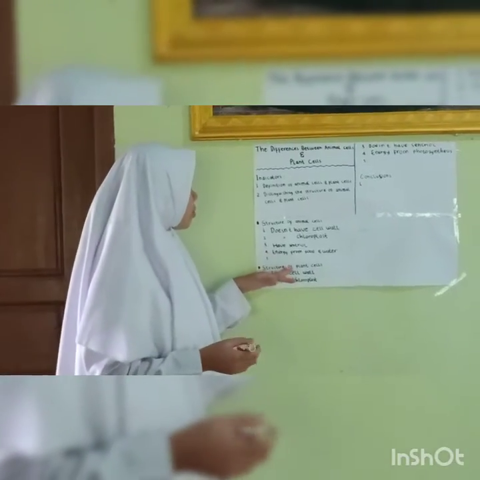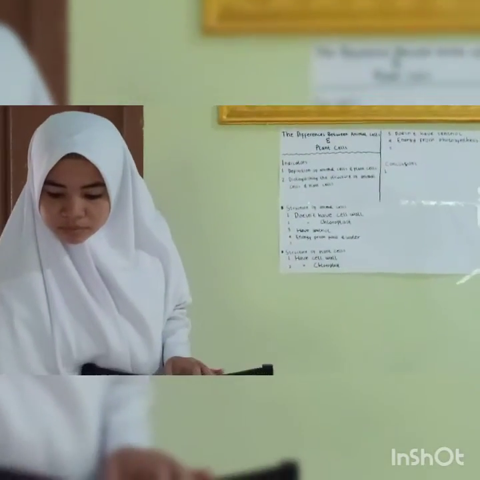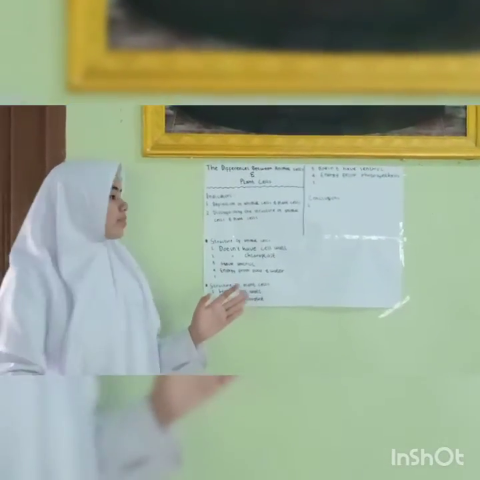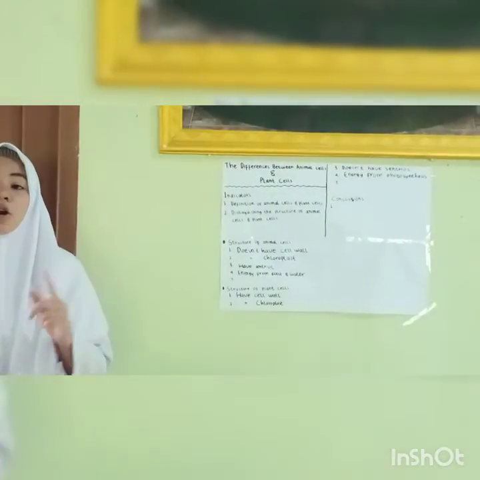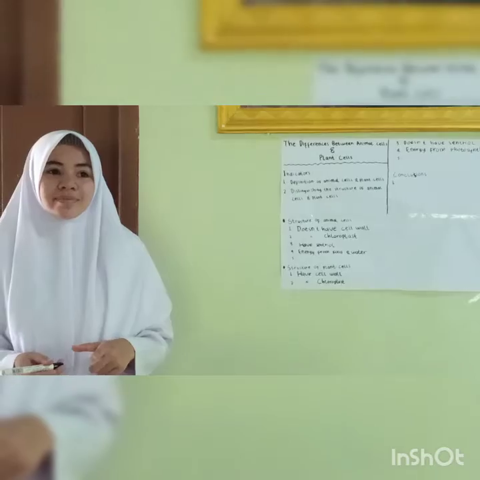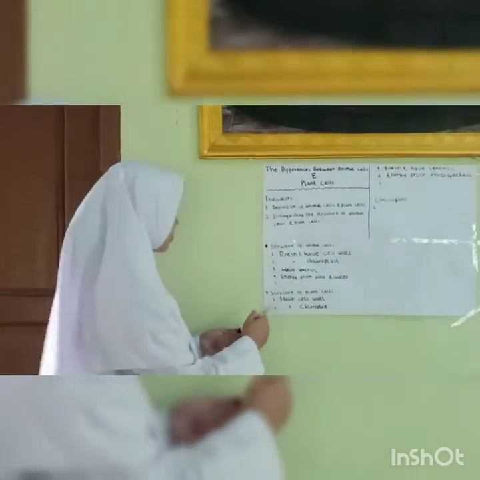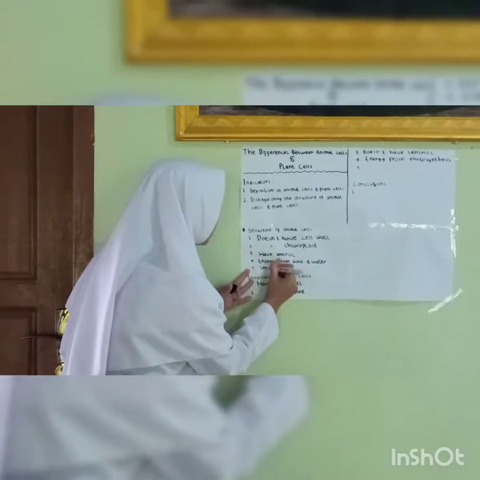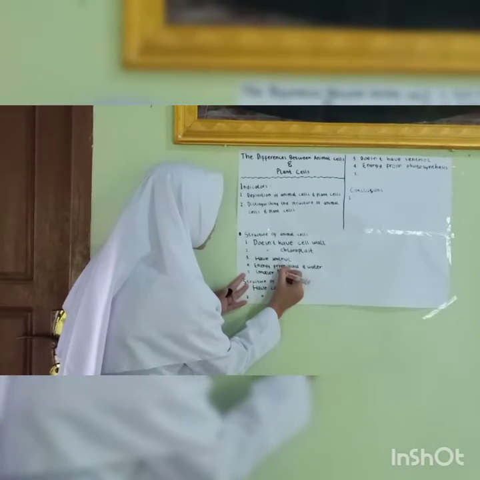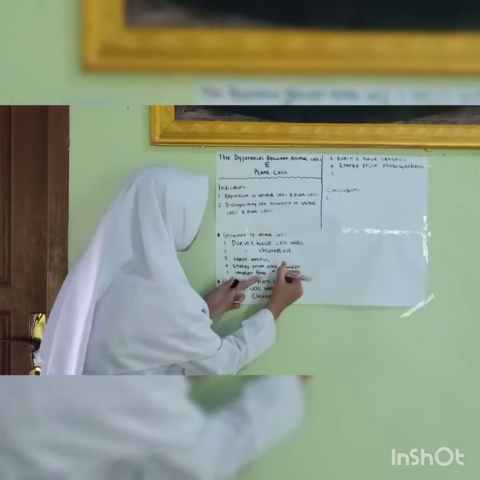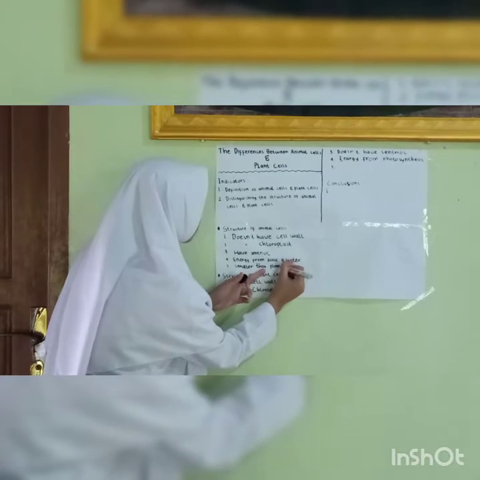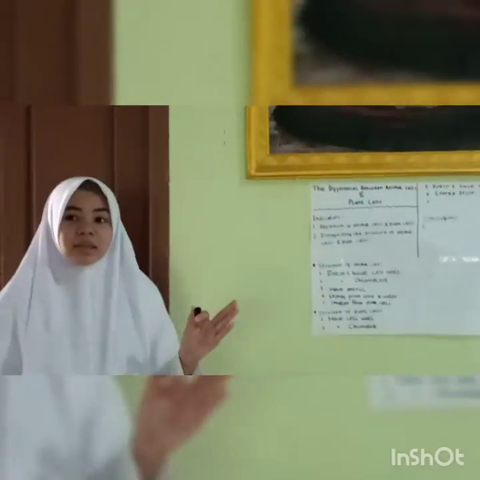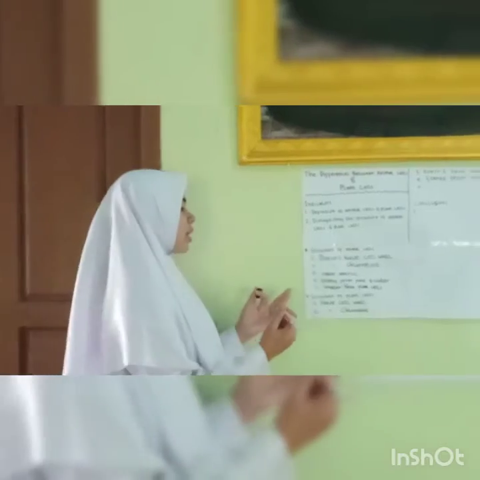And for the last structure of animal cells, I want to ask you the size of animal cells and plant cells. Who is bigger, animal cells or plant cells? Alright, class. So animal cells are smaller than plant cells. And the size of plant cells is bigger than animal cells.